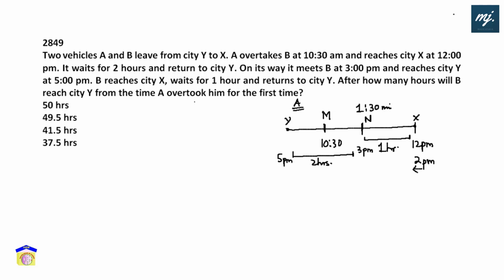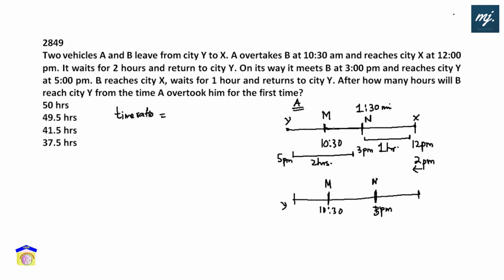Now, what next? B reaches city X. Okay, before we start with B, here also A meets B. If we look at the trajectory for B, B was here at 10:30 and then B was here at 3 p.m. So for the distance MN, which is travelled by A, we can have a time ratio.